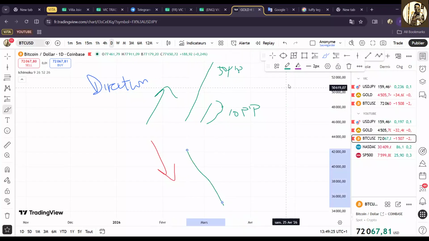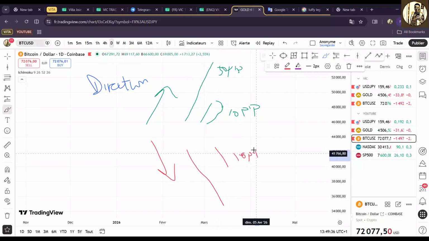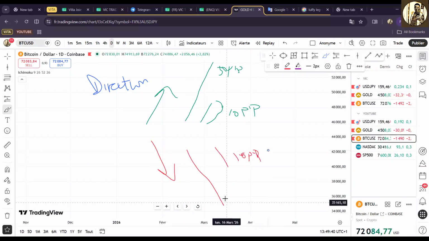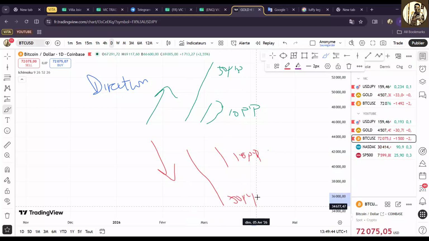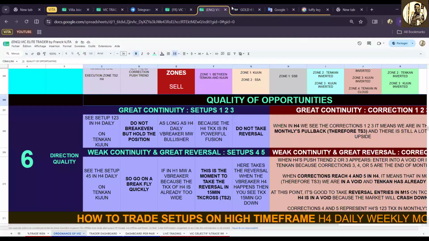It's the same thing for the downside. You have a price that falls down to the downside, and another price that falls down to the downside by 10 pips. The one that fell by 10 pips has low quality compared to the one that fell down by 50 pips. Okay, those are direction qualities, like the trade quality, the opportunity quality.